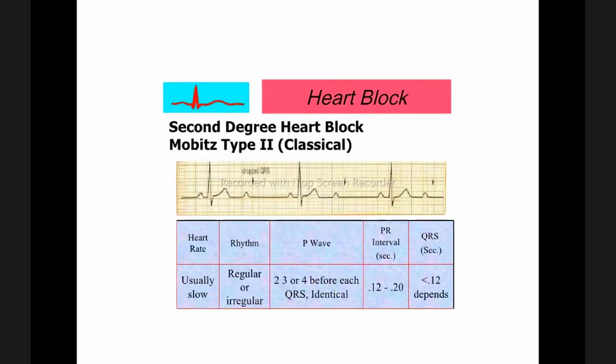Now for the second degree Mobitz 2, there is no warning. Most of the time, there's no warning sign that the AV node is diseased. It transmits, QRS is okay, T wave. Then it comes P. Then all of a sudden, it drops a QRS without giving you any warning that it's progressively becoming fatigued. That is more serious.